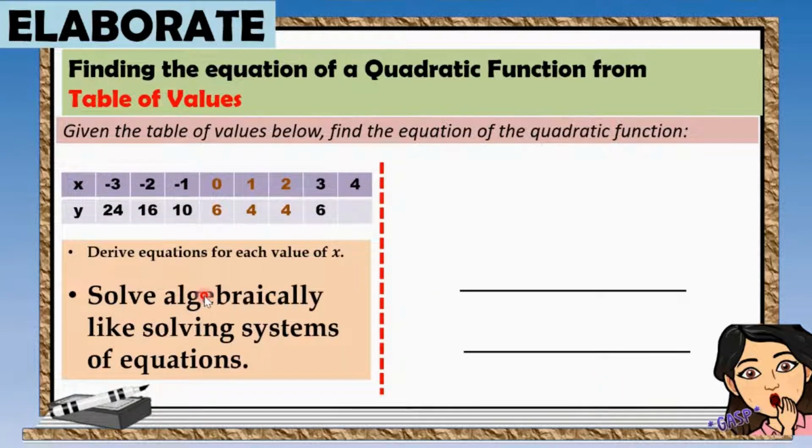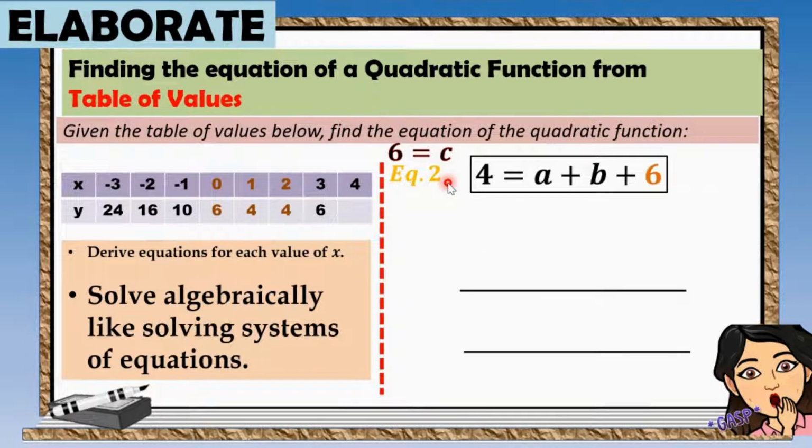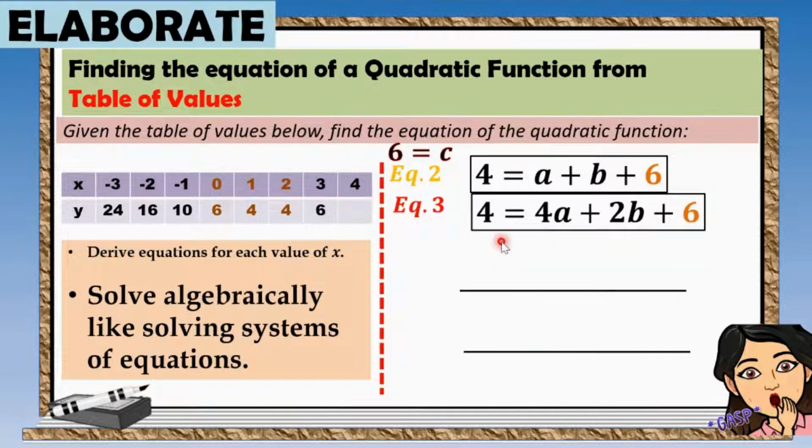So next is solve algebraically like solving systems of equation. Since 6 equals c is your equation 1, then your equation 2 is 4 equals a plus b plus 6. Sinubstitute na natin yung value ng c, which is 6. Then for equation 3 naman, the same of what we did in equation 2, kaya naging 4 equals 4a plus 2b plus c na siya.